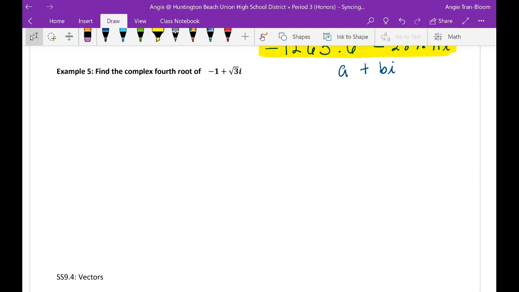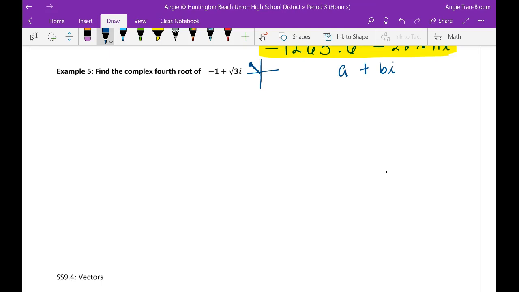So earlier, we talked about what to do when you're asked to find the fourth root. First, I would like for you to rewrite this in polar form. In polar form, I always do a little plot to see what quadrant this is in. X is negative, so I go left. Y is positive, so this is in quadrant number 2, okay?